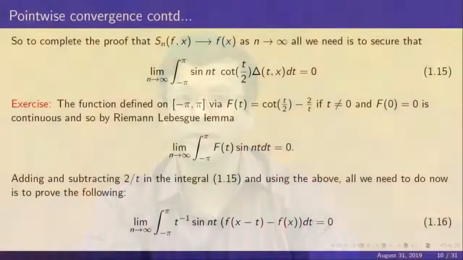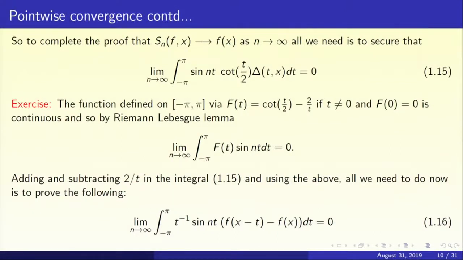So go back to equation 1.15. From the cot t by 2, subtract 2 upon t and add 2 upon t. What are you going to get? You are going to get the integral from minus pi to pi of sine nt multiplied with capital F of t, which is cot t by 2 minus 2 by t. Now this piece again goes to 0, plus the remaining piece. We subtracted 2 by t, so we must add 2 by t. So that will mean I must prove this additional piece goes to 0.